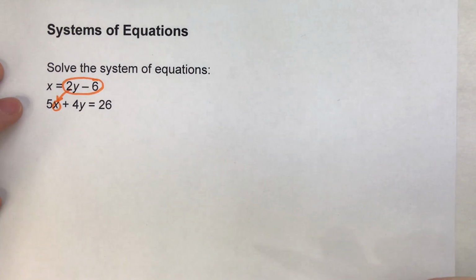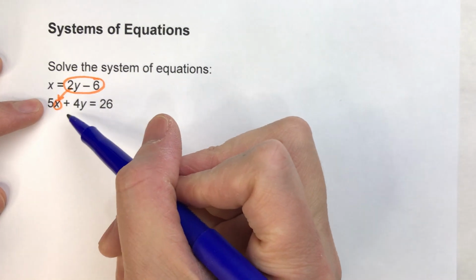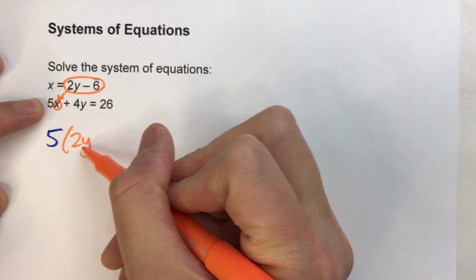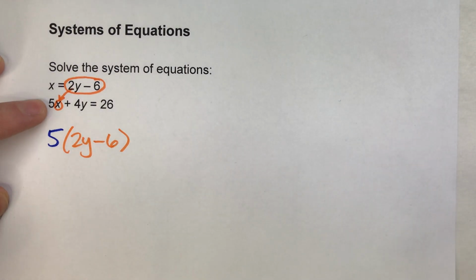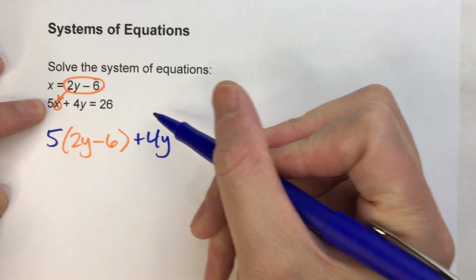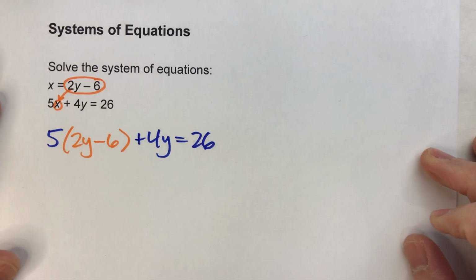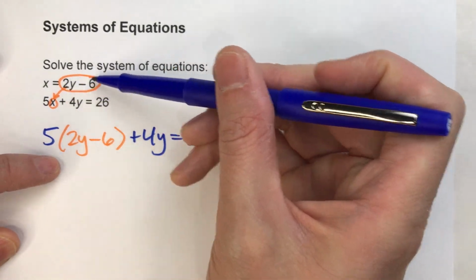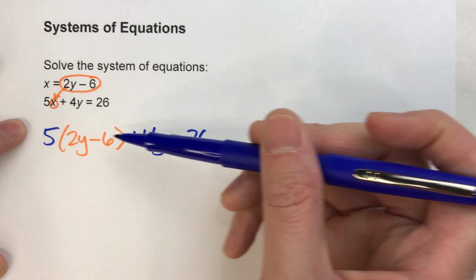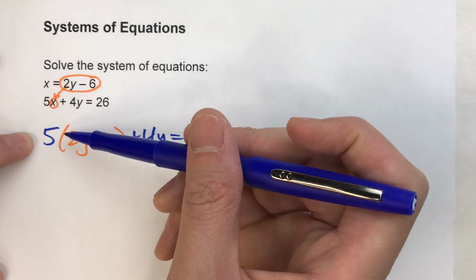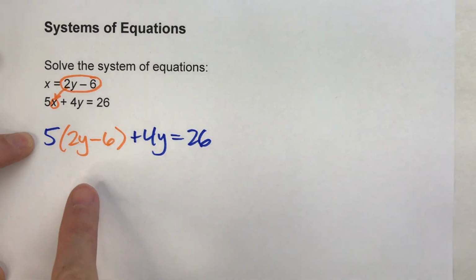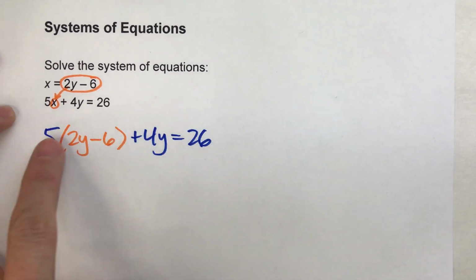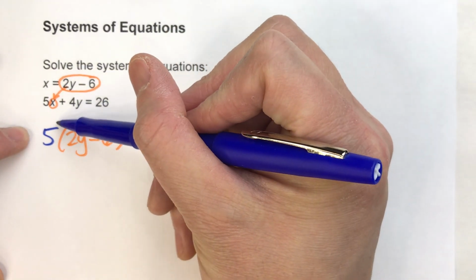All right, so here's what I end up getting for the second equation. Instead of 5 times x, I'll have 5 times all of this stuff that x is equal to, plus 4y equals 26. So notice, the only thing I did to that second equation is I replaced x with everything that x is equal to. All right, now why would I do that? Because I get this algebra equation now that only has y's as variables. And we can solve this algebra equation. All right, so let's do that.